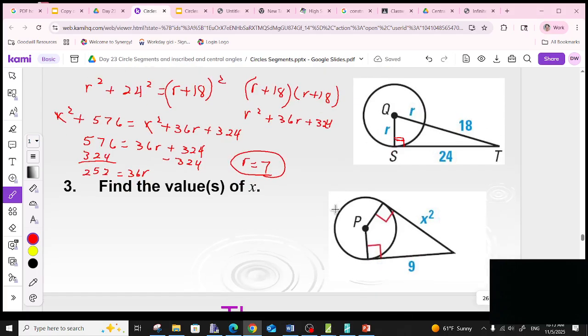Now here it says x squared equals 9. You take the square root of both sides. What you get, x is equal to plus minus 3. But do we use minuses in geometry? No. So we throw out the minus. X has to be 3.